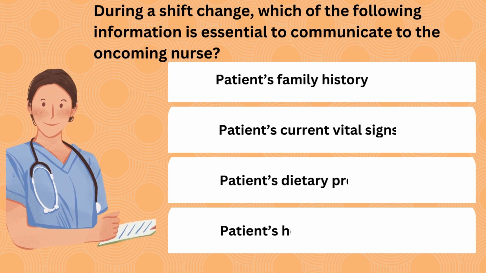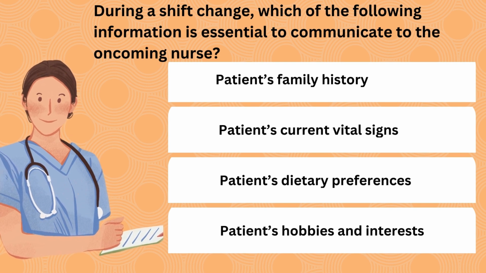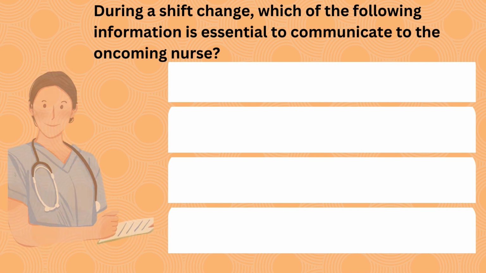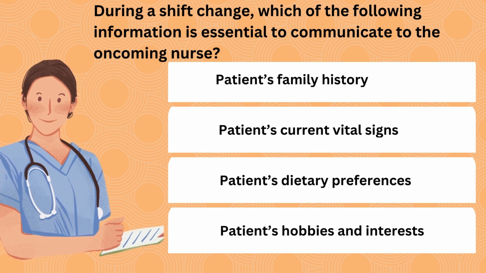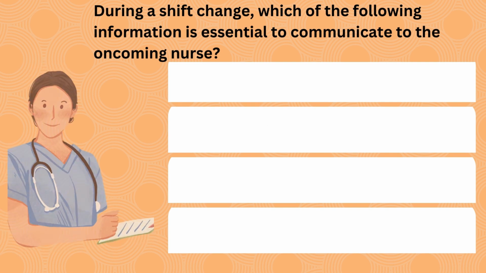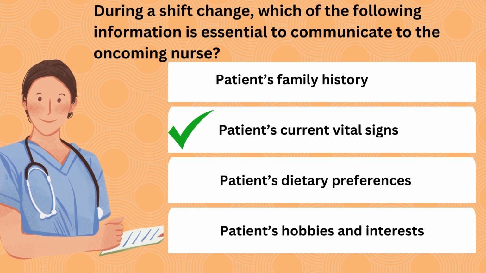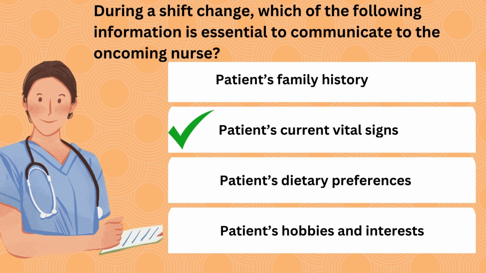Question 16. During a shift change, which of the following information is essential to communicate to the oncoming nurse? Is it A. Patient's family history. B. Patient's current vital signs. C. Patient's dietary preferences. D. Patient's hobbies and interests. The correct answer is B. Patient's current vital signs. Current vital signs provide critical information about the patient's immediate health status.